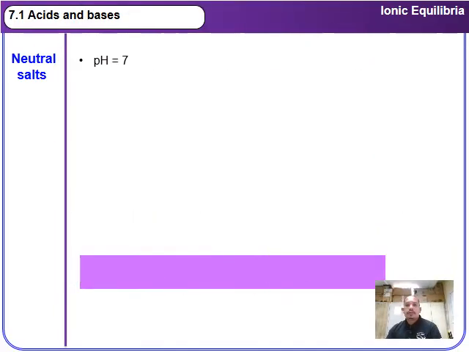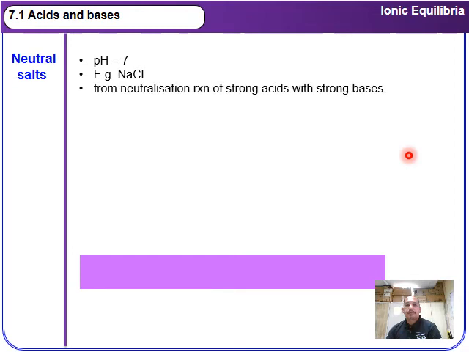For a neutral salt, the pH must be 7. Example, sodium chloride. From the neutralization reaction of a strong acid with a strong base, the salt that forms is a neutral salt. Here is an example of how sodium chloride forms from the strong acid HCl and the strong base NaOH.